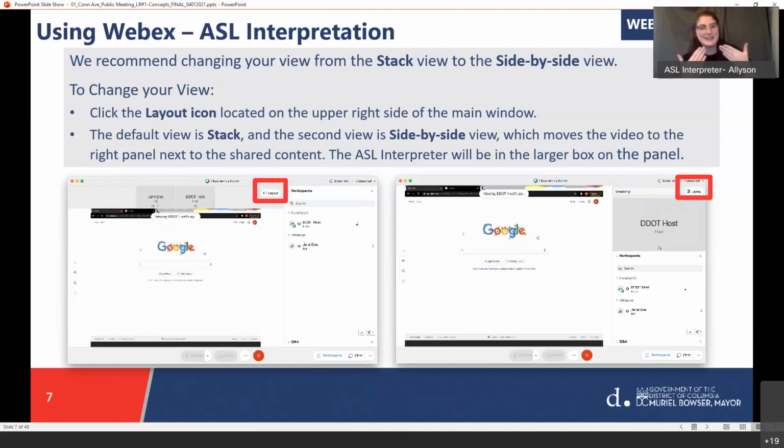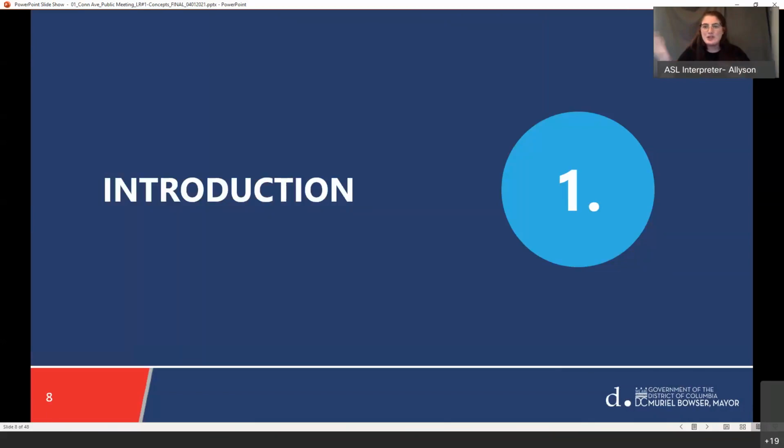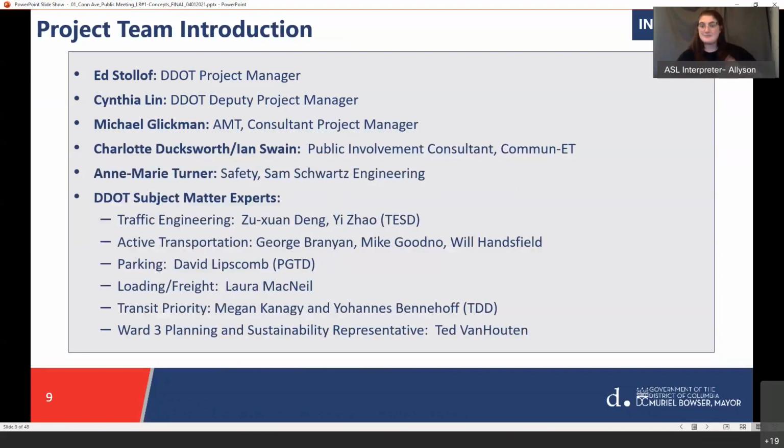Thank you, Charlotte. We're going to have a little bit of an introduction and overview. We'll have a much fuller introduction when we start our main meeting. I want to introduce the project team. I'm Ed Stoloff, the DDOT project manager. Cynthia Lynn is the deputy project manager. Michael Glickman is our consultant project manager from the firm of AMT. Charlotte Duxworth and Ian Swain are our public involvement consultants from Commune ET. Anne Marie Turner is our safety consultant from Sam Schwartz Engineering.